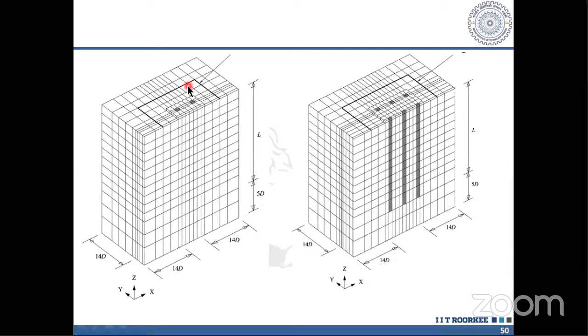So here we only have to model two piles. Now in this case, we have to model six piles because the central line will pass through the center of the three piles, so half piles will be there. So this is the FEM mesh for 3x3. Please note that we have modeled the boundaries at 14D apart from the pile cap. The distance was quite sufficient.